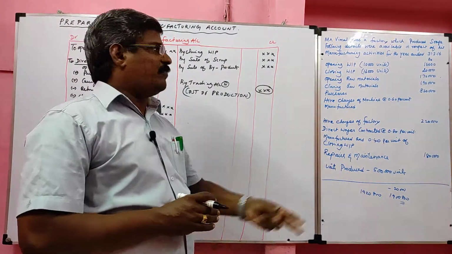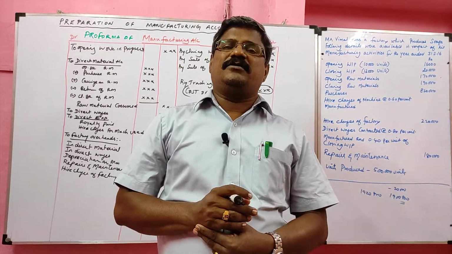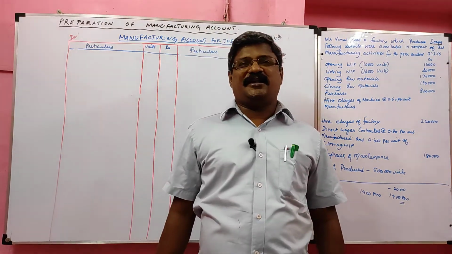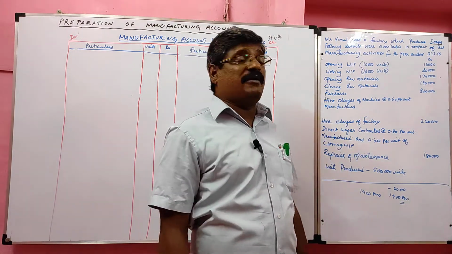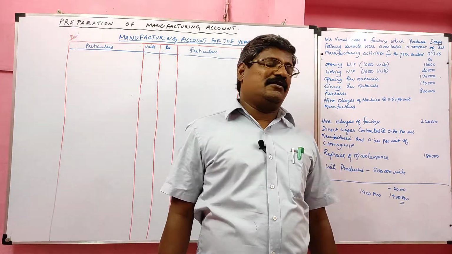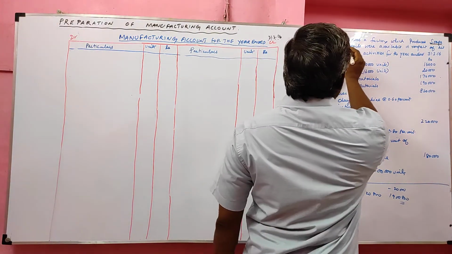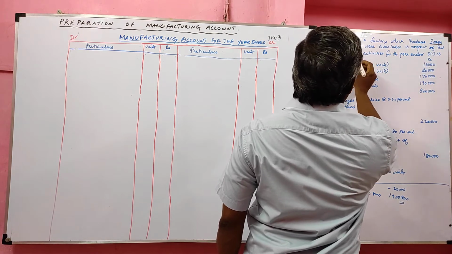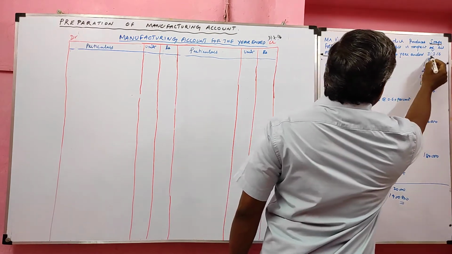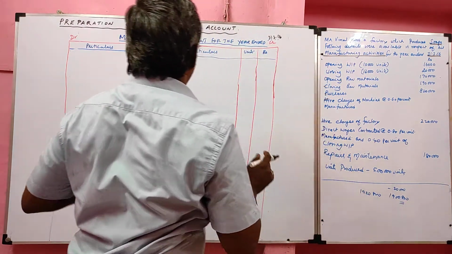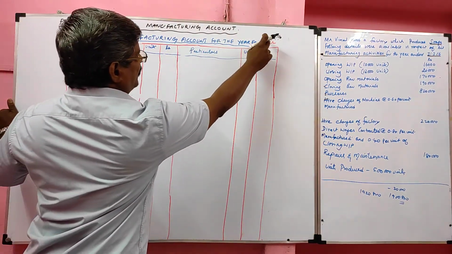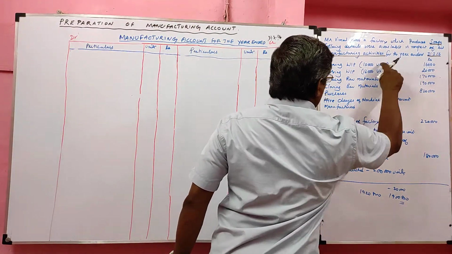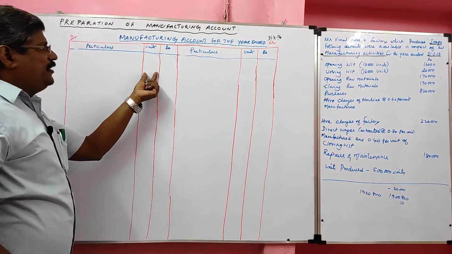Students, let me see one problem in relation to the manufacturing account. Look at the board. This question I have taken from CA Foundation model. Mr. Vimal runs a factory which produces soaps. Following details were available in respect of his manufacturing activities for the year ended 31st March 2016. So I have drawn the format of manufacturing account for the year ended 31st March 2016. In this problem, units and amount both are given. So I have drawn two columns, one column for units, another column for rupees.